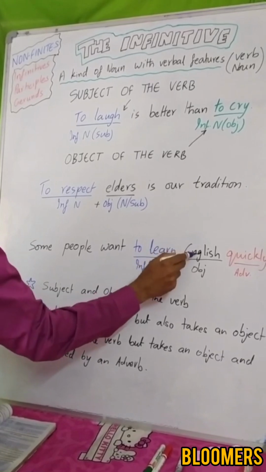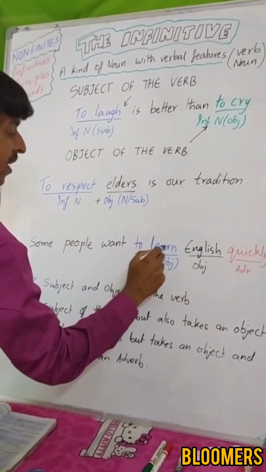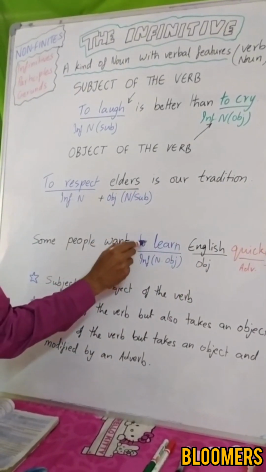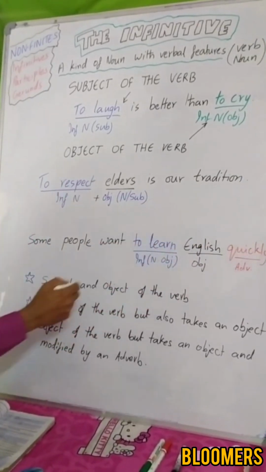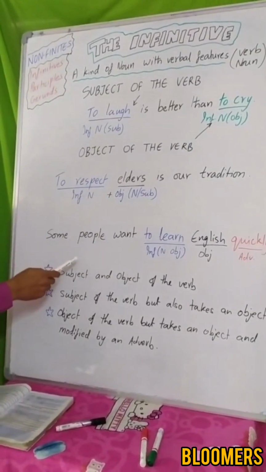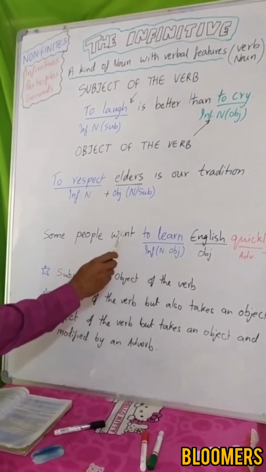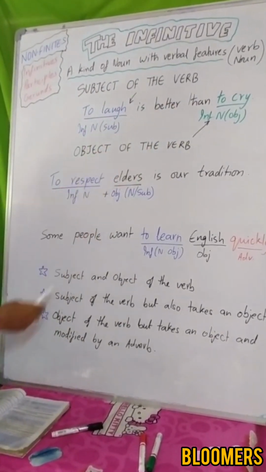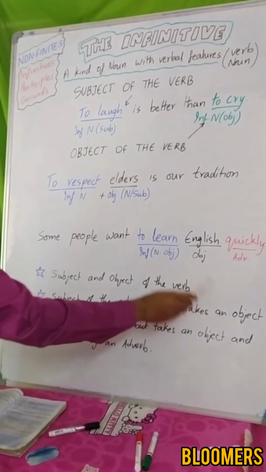Next you see one adverb is there, quickly. So quickly is modified by the infinitive, to learn. So here the infinitive does two things. It not only takes an object, it also takes a modifying adverb. So here we find the three types of work that the infinitive does. Subject and object of the verb: infinitive can become subject or object of the verb because it has qualities of the noun. So noun qualities: subject of the verb but also takes an object.